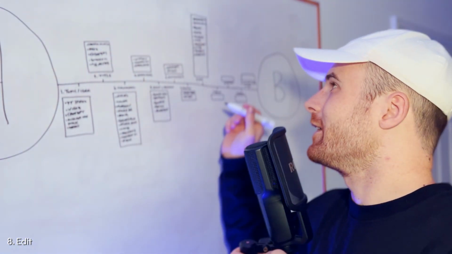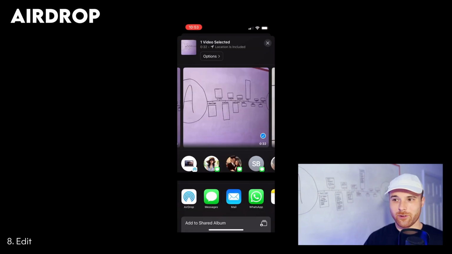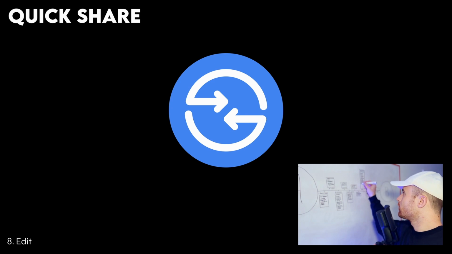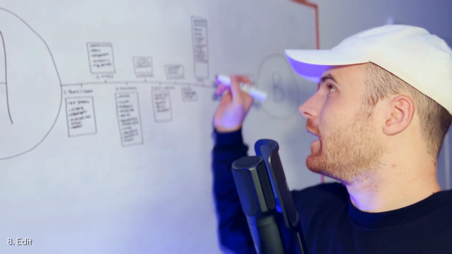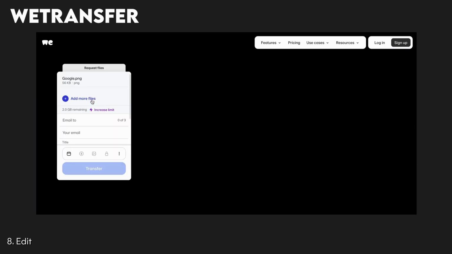But another underrated tool is Apple's AirDrop, which I use a heck of a lot because I record all my videos on my phone. And I believe Android has an AirDrop equivalent called QuickShare. But if neither AirDrop or QuickShare work for you, then you can use WeTransfer, which can be used online or downloaded to your phone from the App Store.